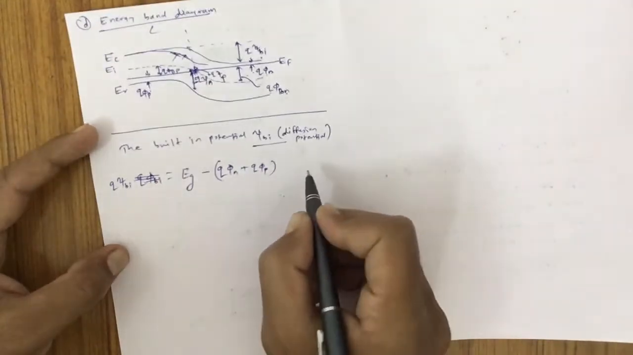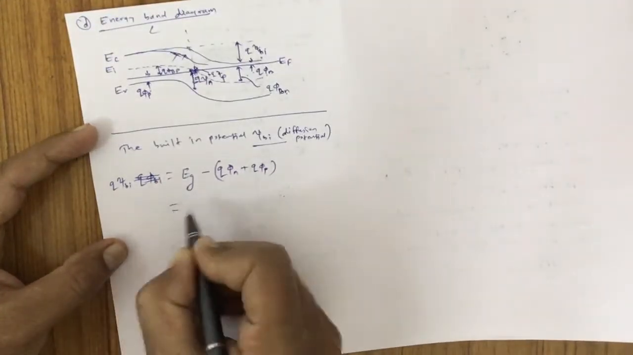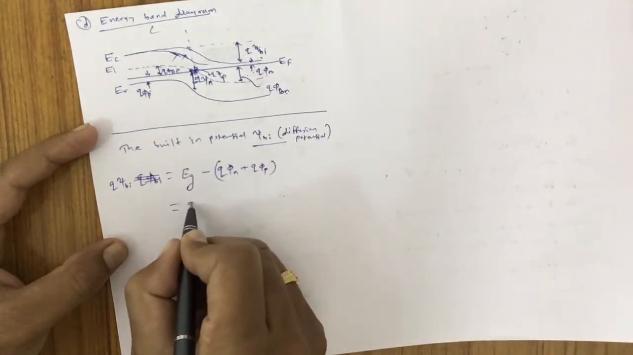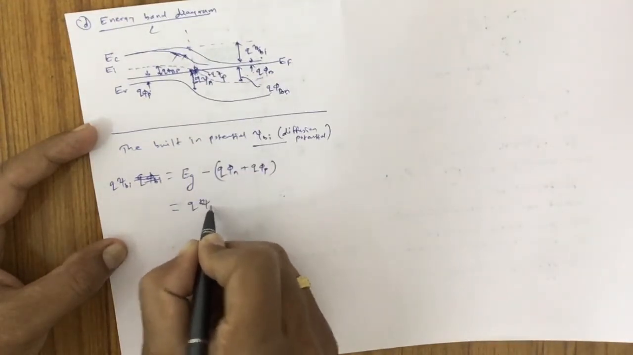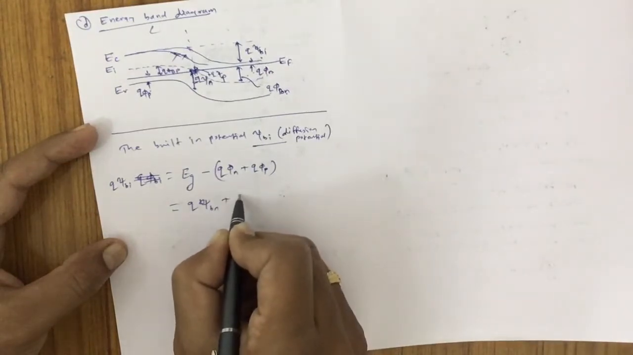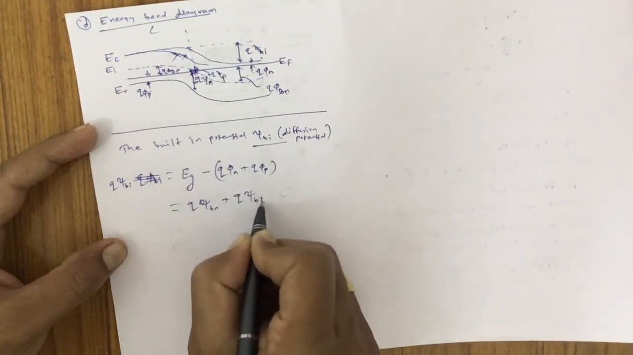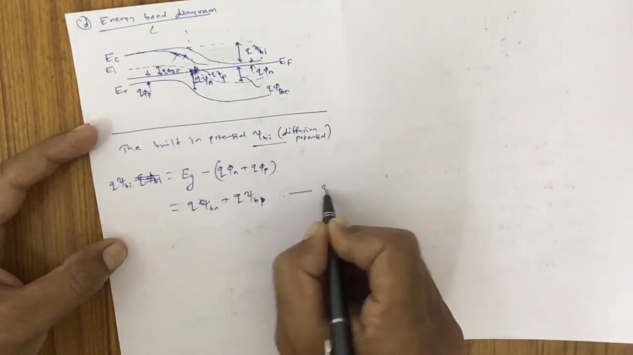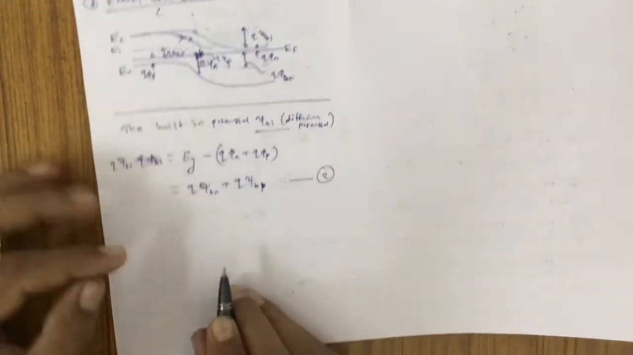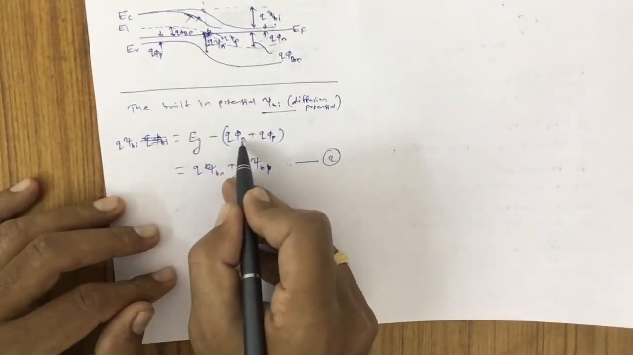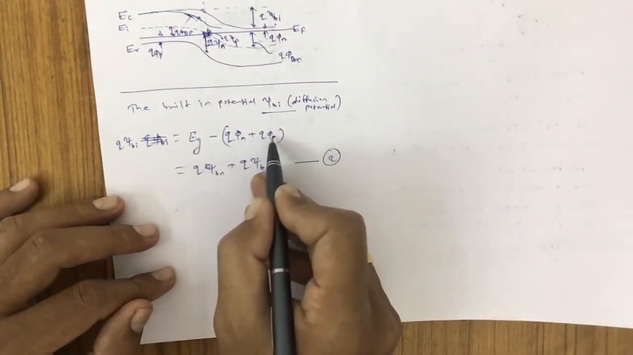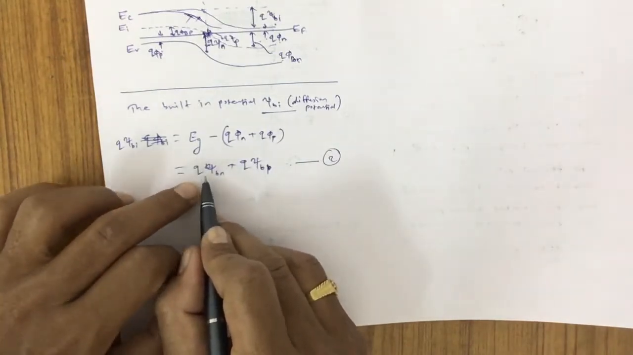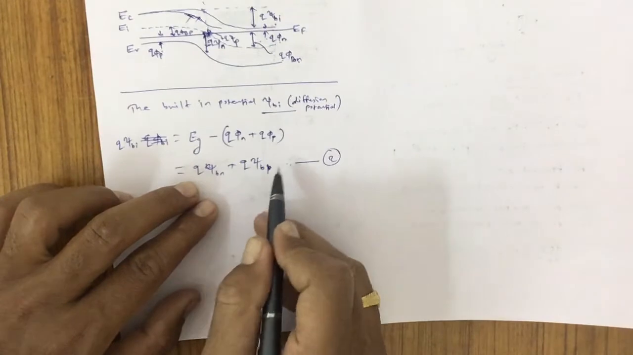So now I can call this nothing but q psi bn plus q psi bp. This is equal to q psi bi, equation number 2. So Eg minus q phi n plus q phi p, or else this can be equal to q psi bn plus q psi bp.